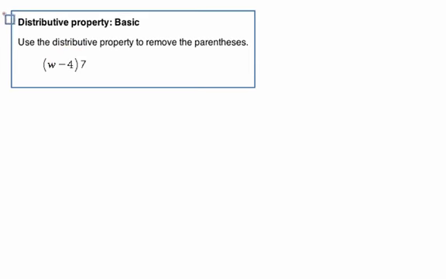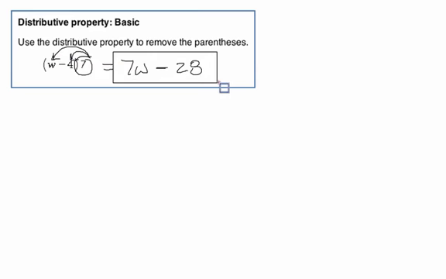A couple more examples. Here we've got W minus 4 times 7. So that 7 gets multiplied by both of those. It's pretty easy. We get a 7W, then minus 7 times 4, which is 28. And that's it. We're done.